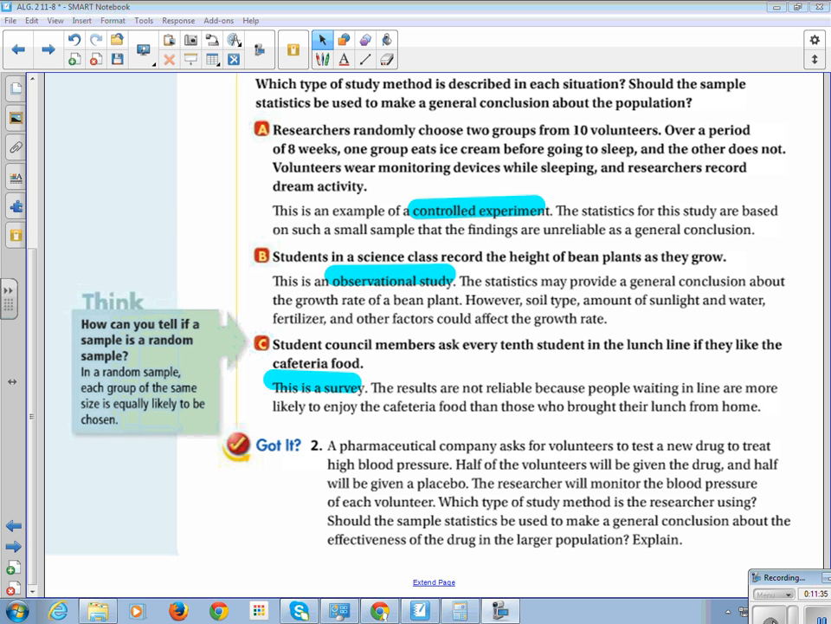Should the sample statistics be used to make a general conclusion? Do we have enough volunteers? They don't tell us how many, so we need a large population size before we can draw a conclusion about the effectiveness.